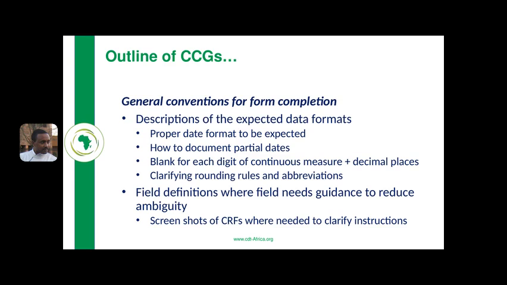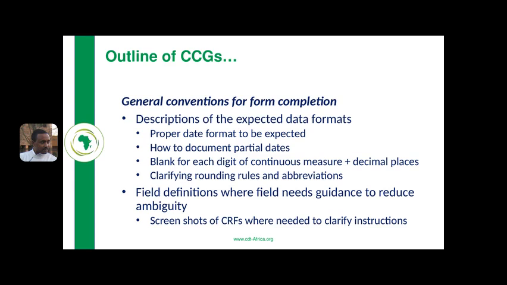Partial dates are dates where we don't have the exact date, but you have the month and the year, or sometimes just the year. Occasionally it will be important to collect these partial dates, and clarification on how to do that is going to be included in the general conventions. The other aspect is blank boxes for each digit for continuous measures, and decimal places are also going to be indicated.